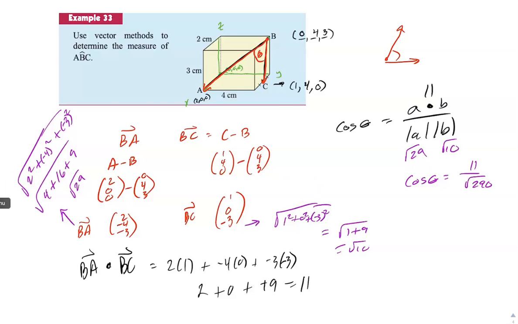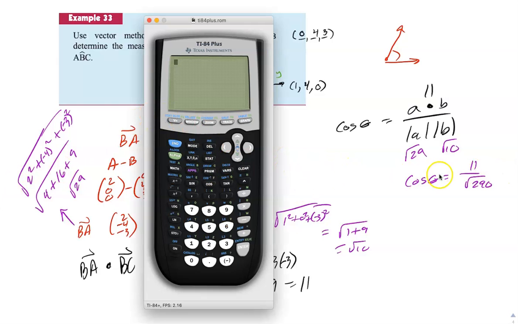So here's my calculator. Again, we're going to get rid of the cosine, so cosine inverse, so second cosine. I'm going to make it easy to put a fraction, alpha y equals. And I'm just going to go 11 over square root of 290. And there we go. 49.7 degrees. So remember, I have it in degrees, so that's fine. You can also have radians if you want. But that's the idea, and we're done.